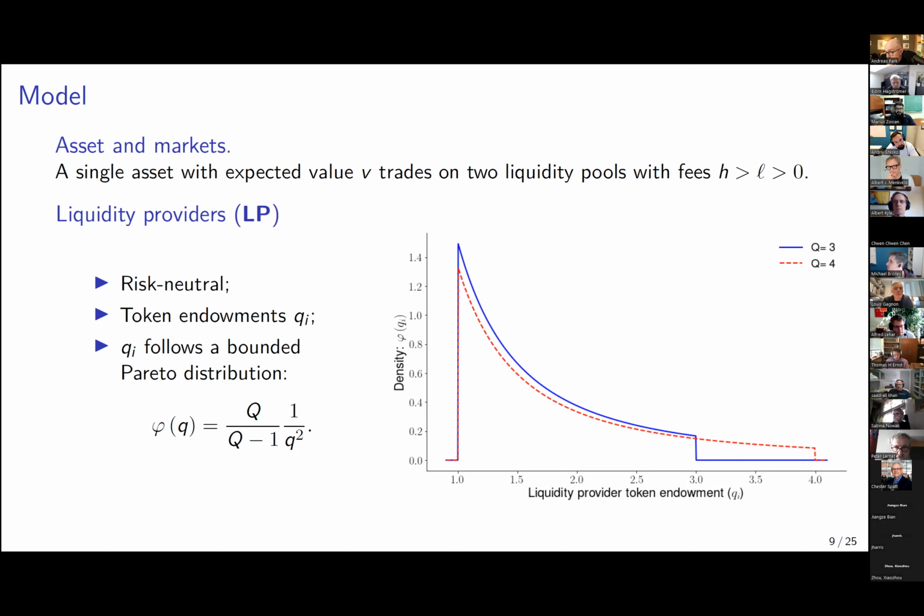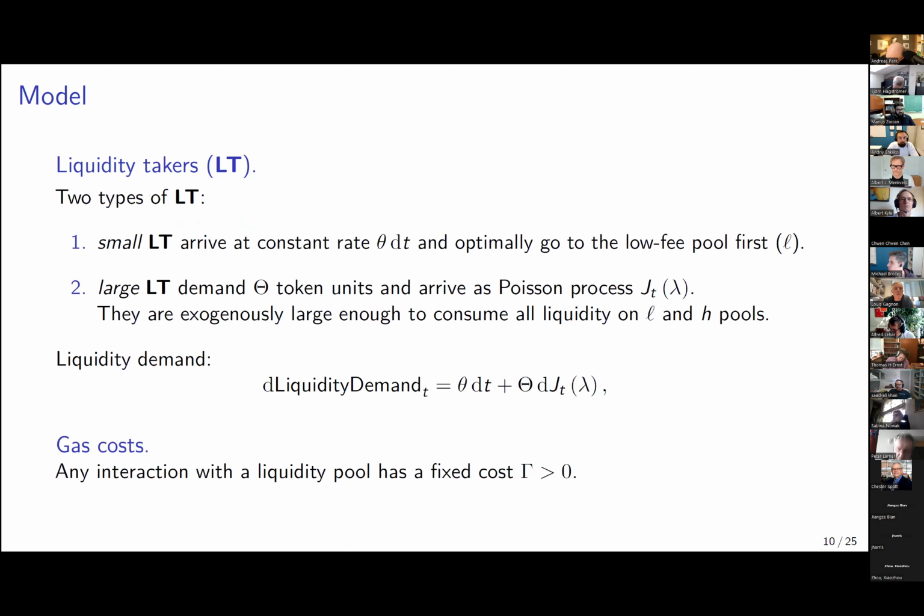Many wallets that are relatively small, so think of this as a large mass of retail liquidity providers, and then a relatively small mass of big institutional funds that would like to provide liquidity. So we wanted to create this heterogeneity in liquidity provision.